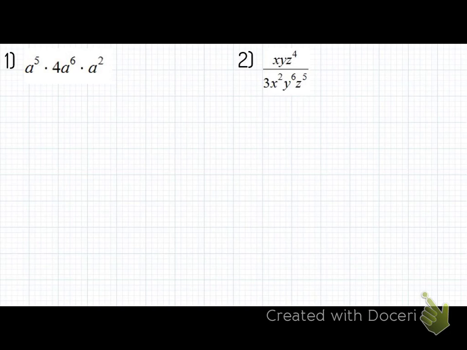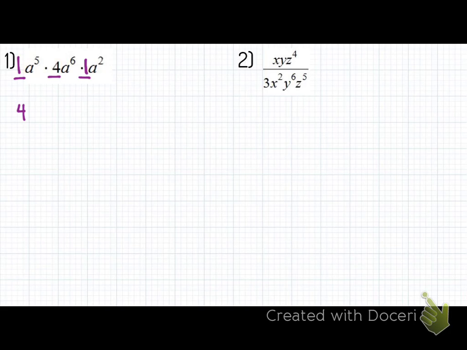Okay, so now I'm going to teach you two of these. We got a to the 5th times 4a to the 6th times a squared. So the first thing I want to do whenever I do any of these, eyes up here so you don't miss a beat, I don't want you to miss any steps. I want to first think about my coefficients always. What's the number in front of a? Good, 1. And I know there's a 1 here too. So we got 1 times 4 times 1 is 4. I know those are all coefficients. I want to deal with those first to get them out of the way.